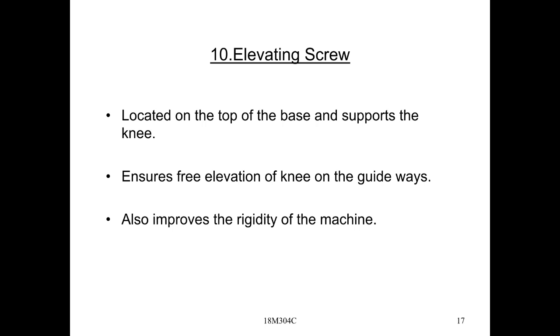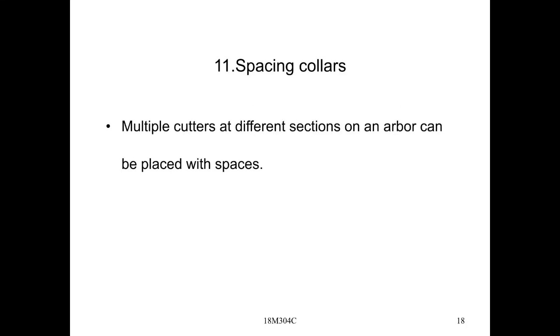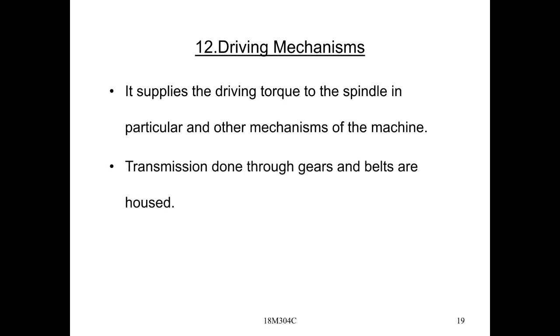Next is the spacing collar. Spacing collars mean multiple cutters in different sections can be placed on the arbor with spaces. Spaces will be provided for each and every cutter. Whenever you need a maximum amount of work with different types of cutters on a single arbor, collars are provided for placing the spaces, which are available in different lengths. Next one is the driving mechanism.